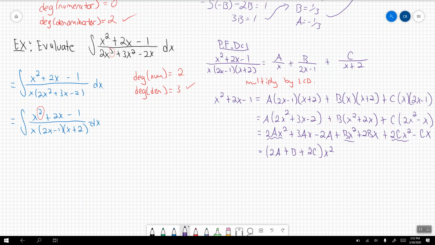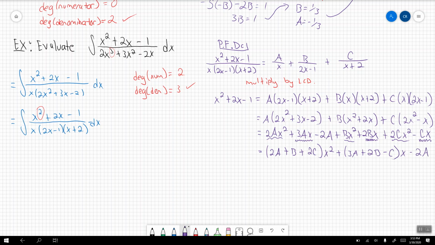Let's look at the x variables. I see an x variable here, here, and here. Using those three, I'm going to factor out the x variable to get me 3a plus 2b minus c, and that's multiplied by x. Anything that's left over is a constant. And I believe we only have one left over. That's a constant, so that's minus 2a.